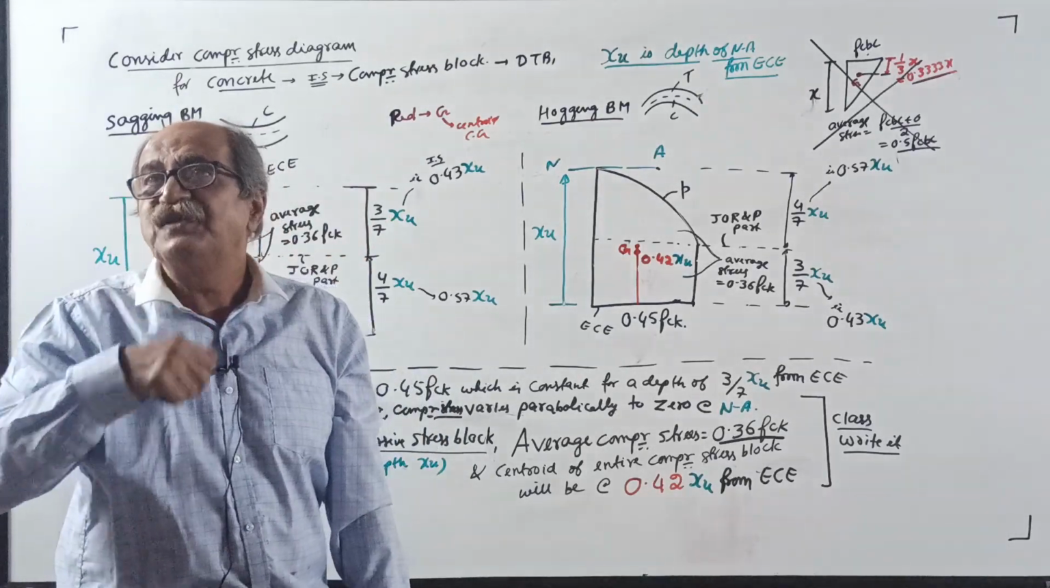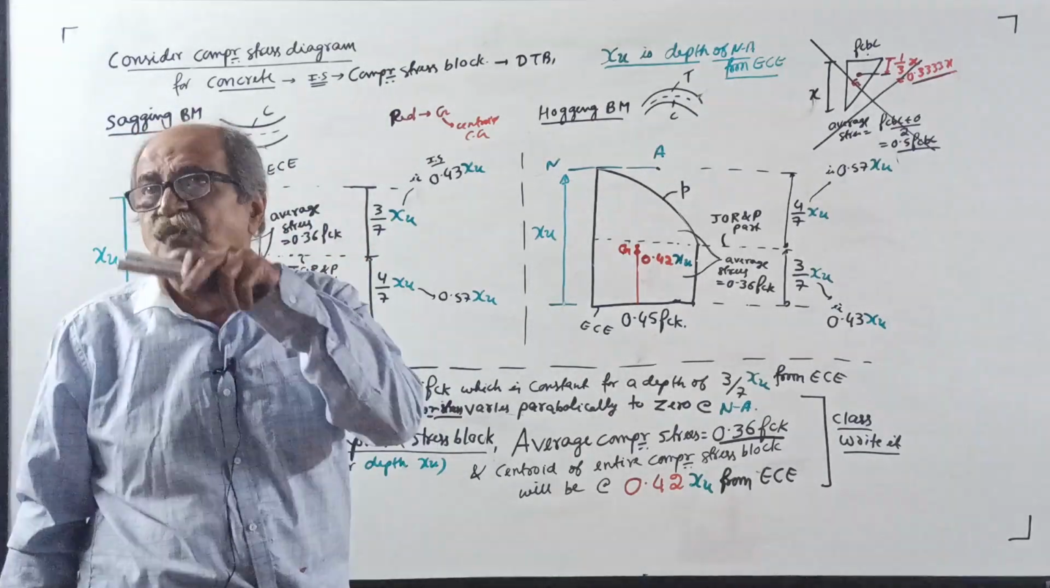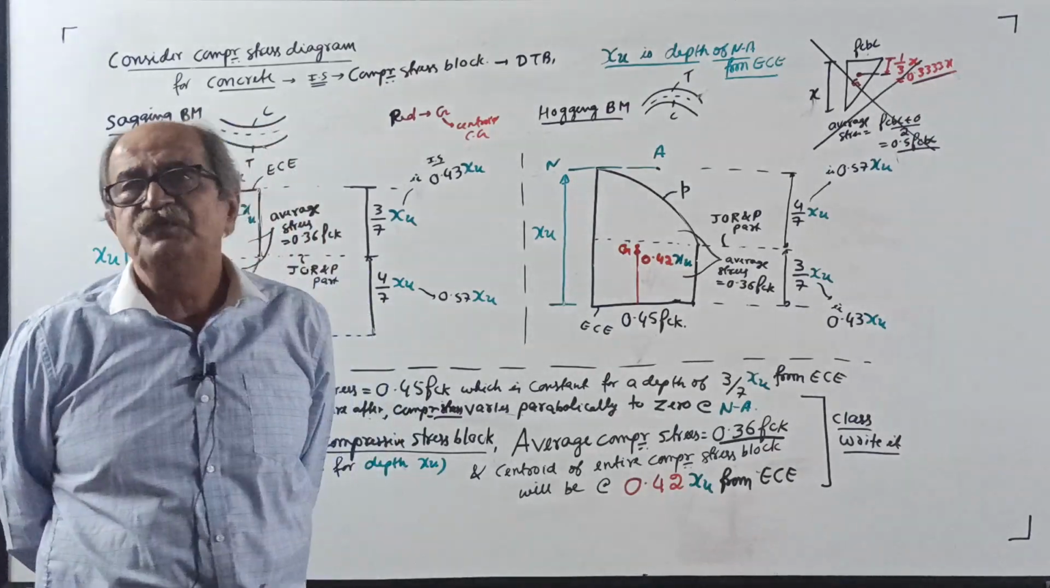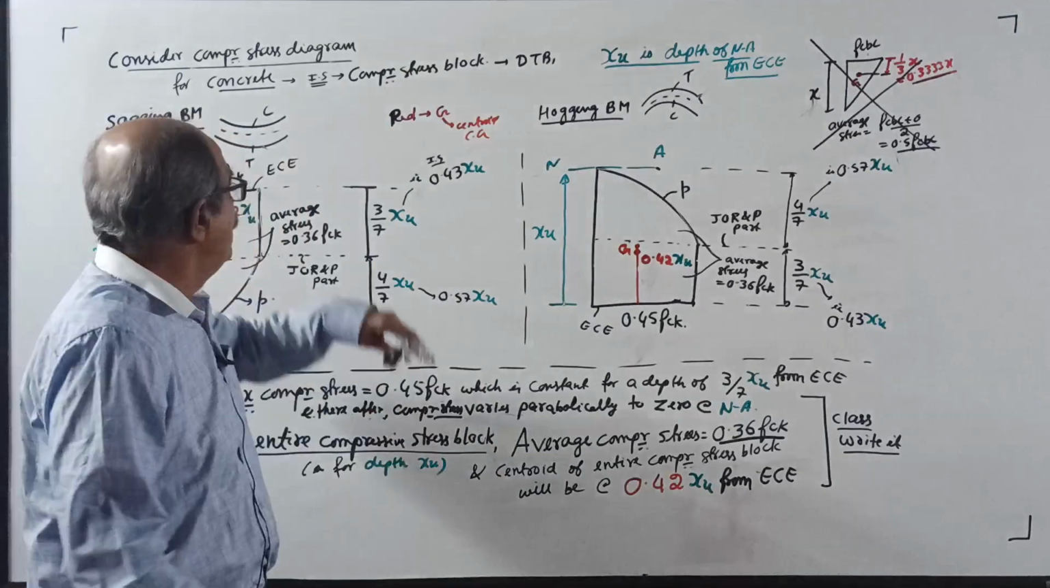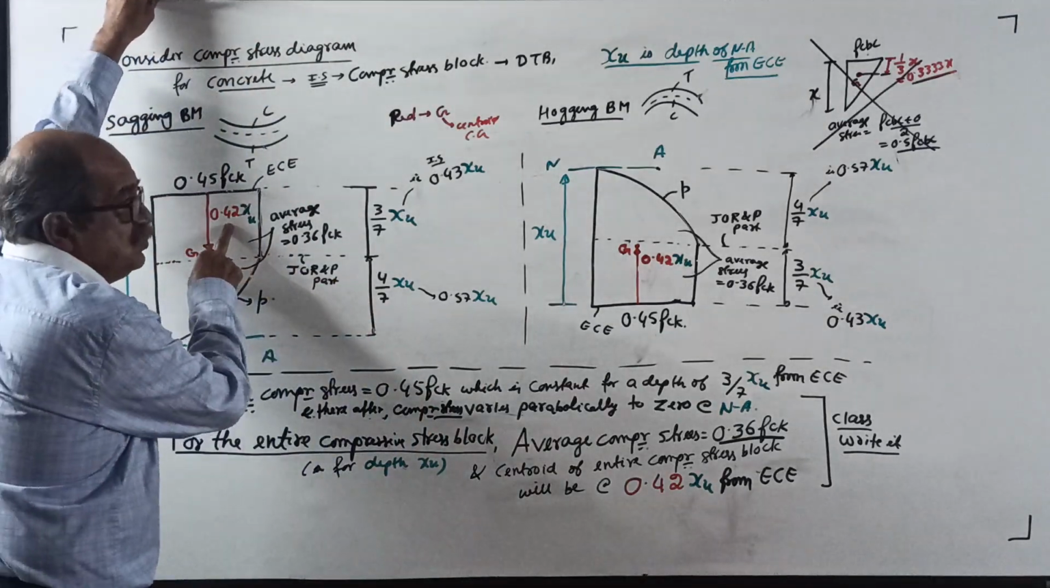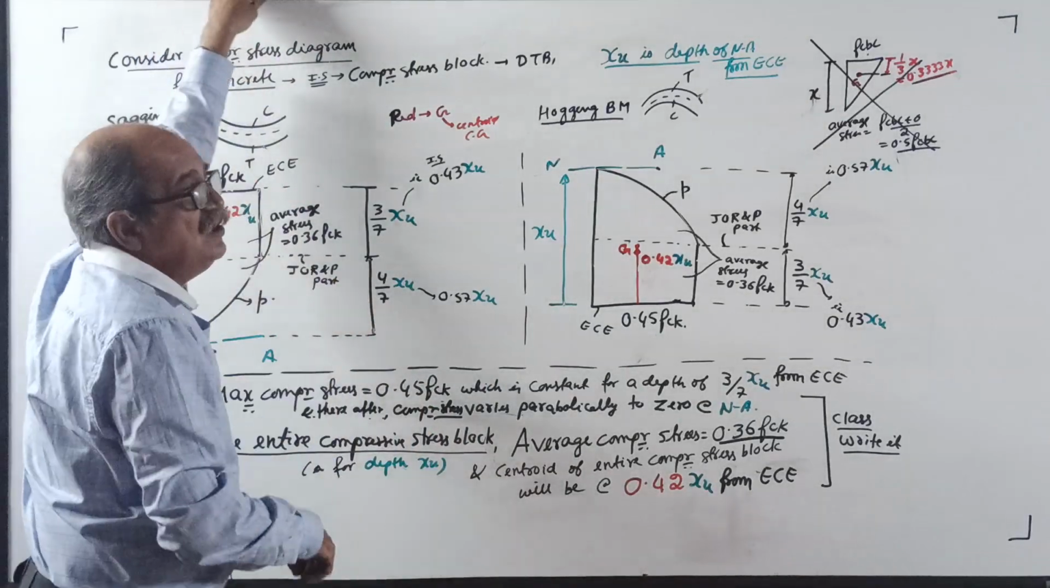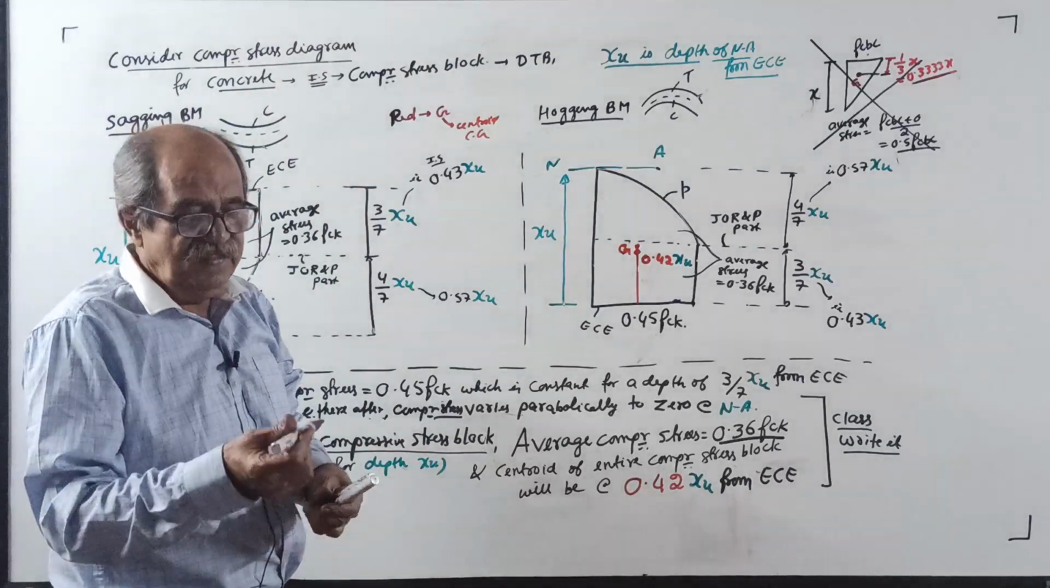That arrow mark is actually for what? Line of action of the force. The line of action of the force always passes through the centroid. Therefore, the IS code has given that 0.42 xu; it is not the junction. So many people think it is the junction.